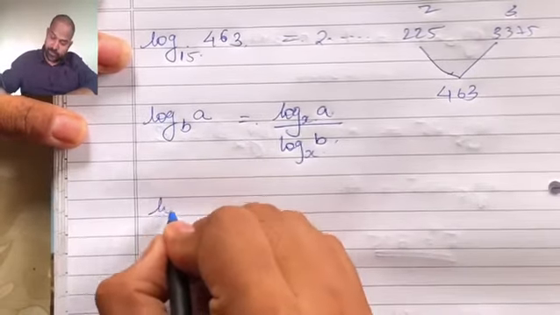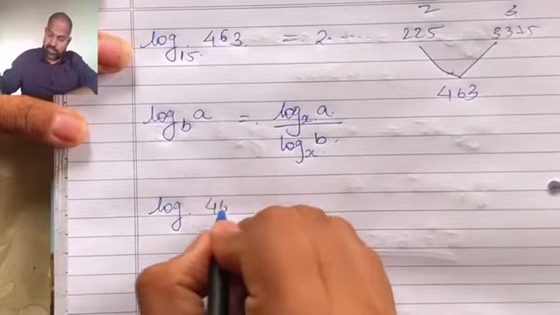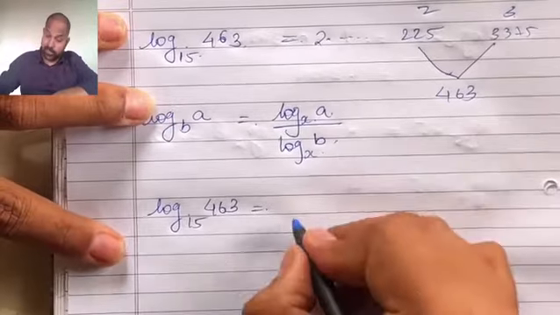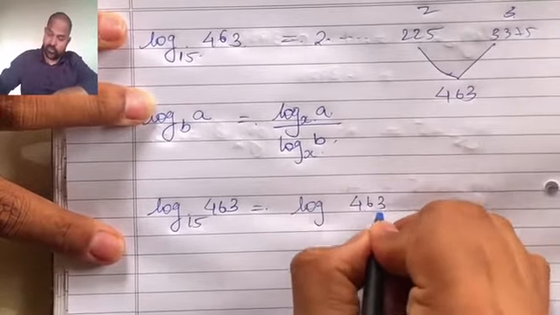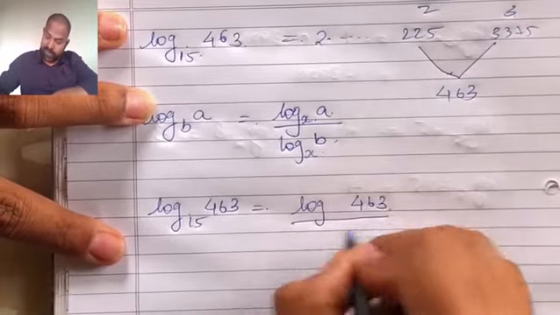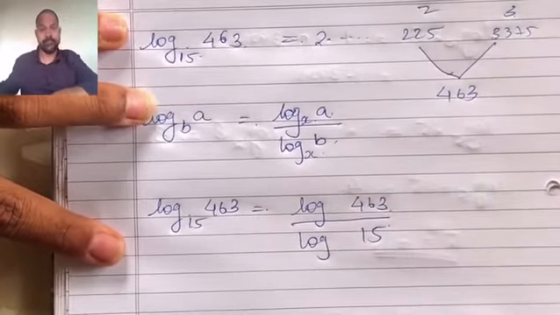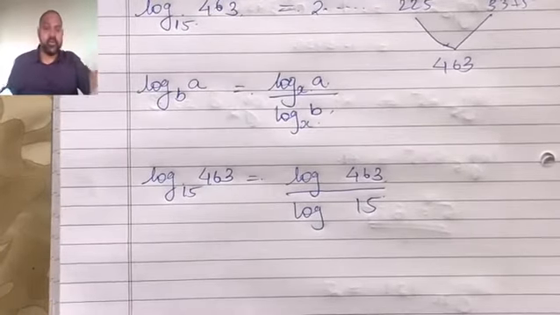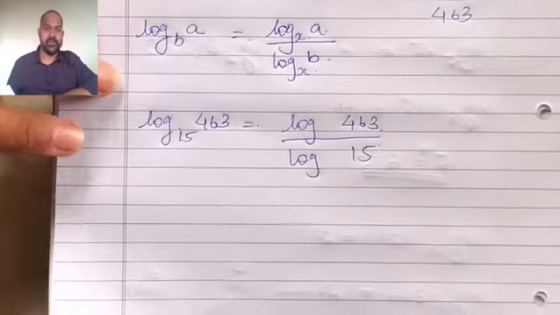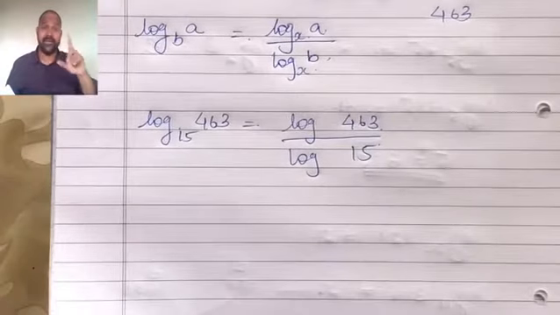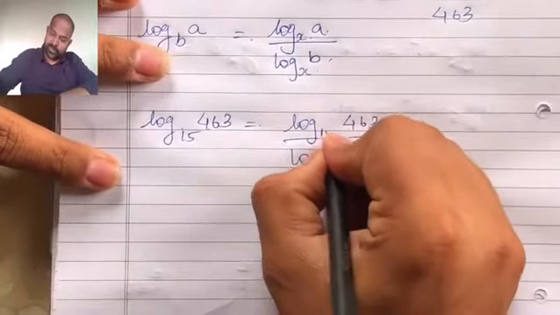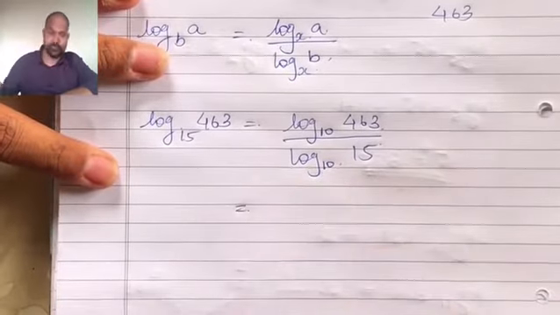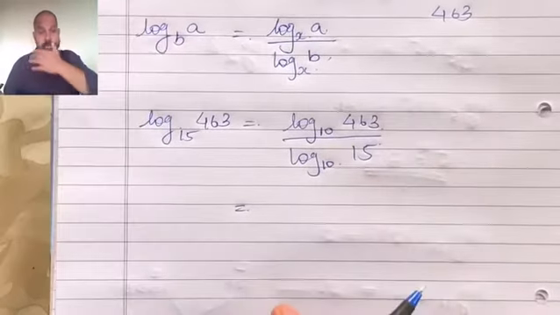So now if you ask me the log of 463 to the base 15, can I say that I am changing the base and writing this as log of 463 divided by log of 15? But sir, what is the base now? Anything that you want, anything that you desire. What do I desire? I have a log table to the base 10. Then I am going to change it and make it 10. So let's continue. Log of 463 to the base 10.